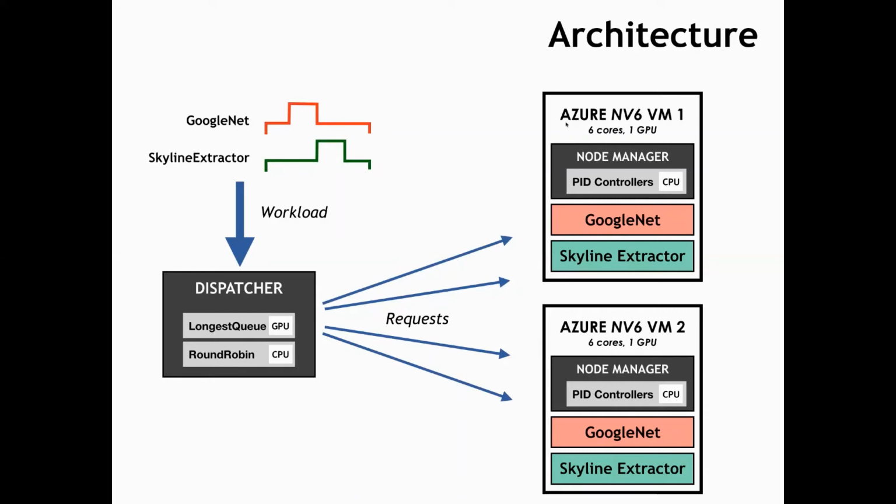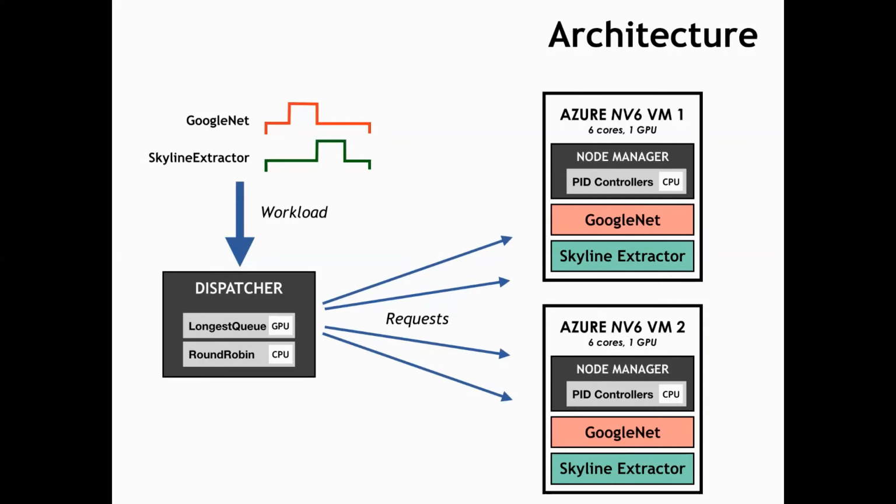And they are deployed on a cluster of virtual machines. In this case, we have a quite simple cluster with two virtual machines running on the Azure cloud. These machines have 6 cores each and one GPU each. So the solution, and as you can see, each application is deployed on both machines.